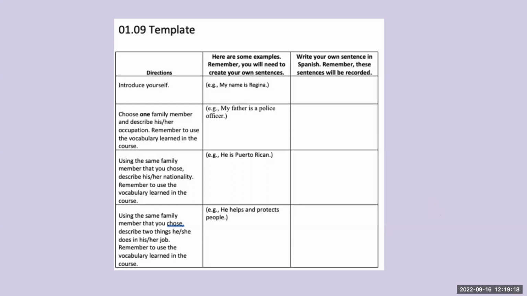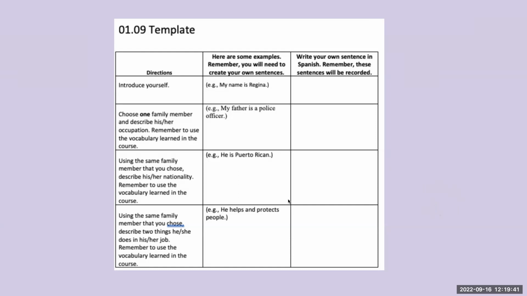My accent's not in the right place. Okay, él ayuda a la gente. It helps people. I'm not sure what you've got here, Jonelle, but that's not the word for people.